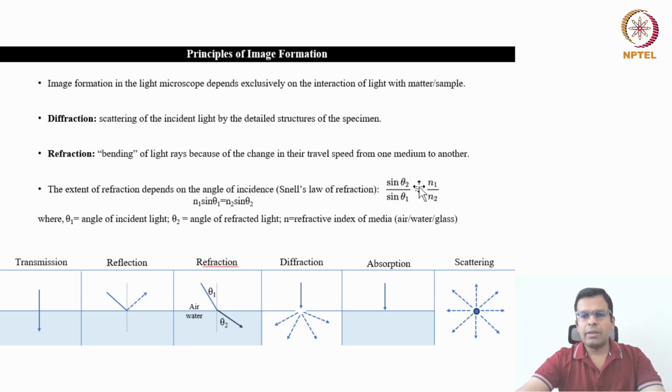If I have to represent it by an equation, it is sine theta 2 by sine theta 1 equals n1 by n2, where theta 1 and theta 2 are the angles of the incident light and the refracted light, and n1 and n2 are the refractive indices of the media. n1 is the refractive index of air, which is generally 1, and n2 is the refractive index of water. We will see in detail what refractive index is in the next slide.